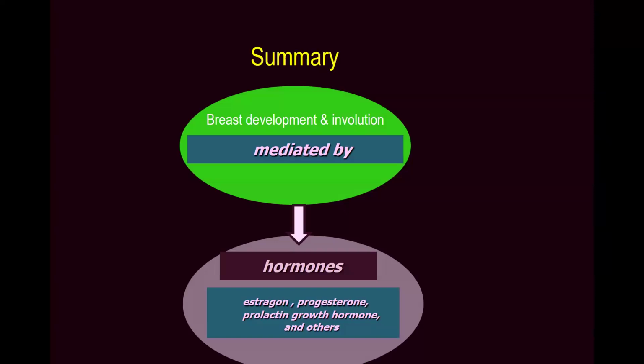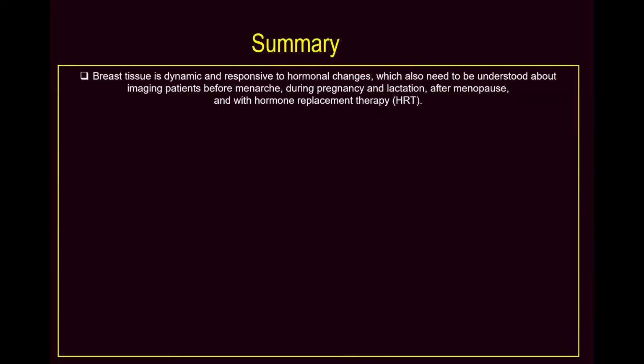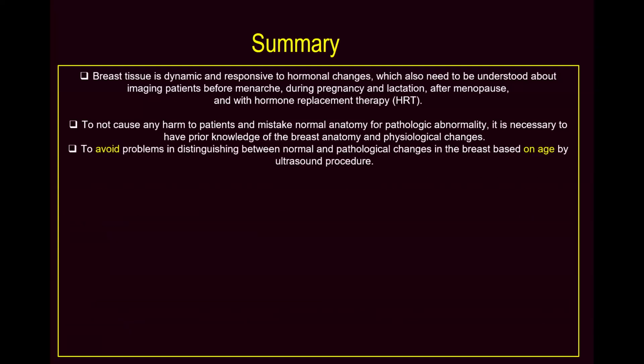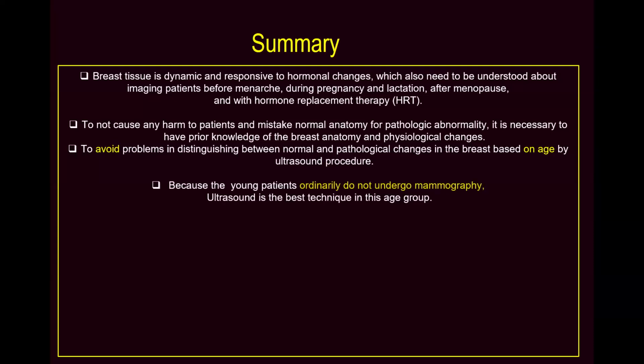Okay. So to summarize what we have said, breast development and evolution are mediated by hormones: estrogen, progesterone, prolactin, growth hormone, and others. Breast tissue is dynamic and responsive to hormonal changes, which also need to be understood when imaging patients before menarche, during pregnancy, lactation, and after menopause, and with hormonal replacement therapy. To not cause any harm to patients and mistake normal anatomy for pathological abnormality, it is necessary to have prior knowledge of breast anatomy and physiological changes to avoid problems in distinguishing between normal and pathological changes in the breast based on age by ultrasound procedures.